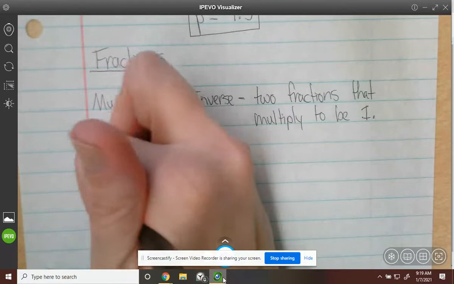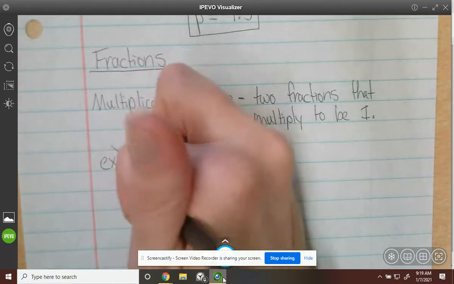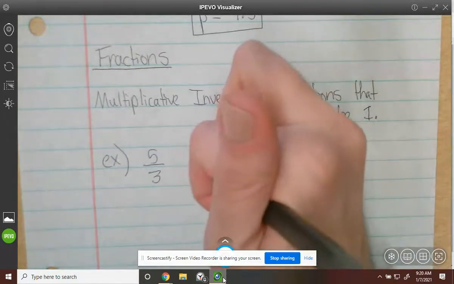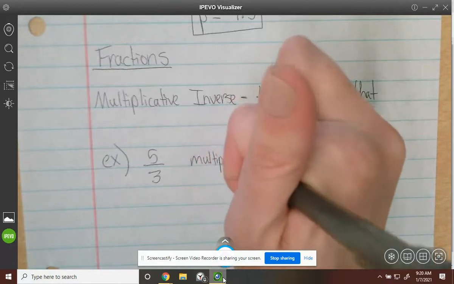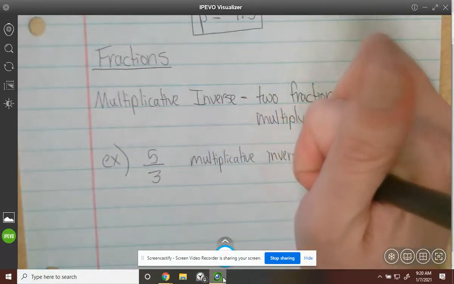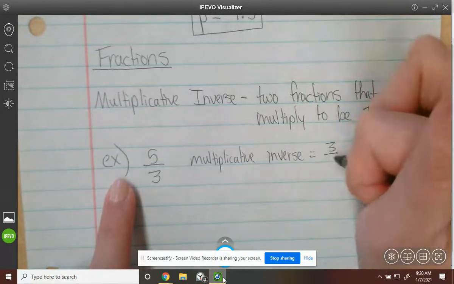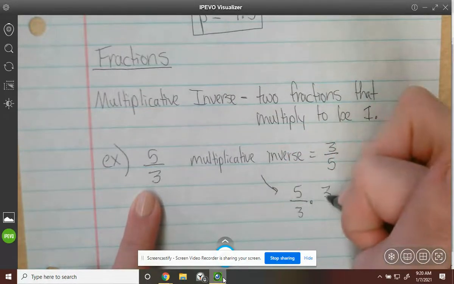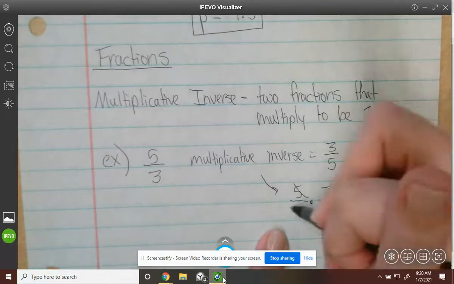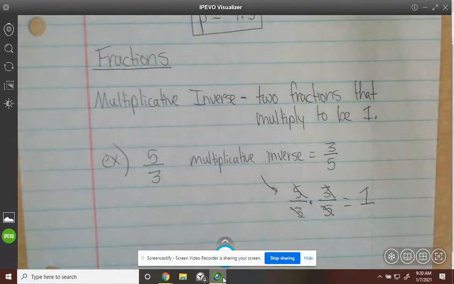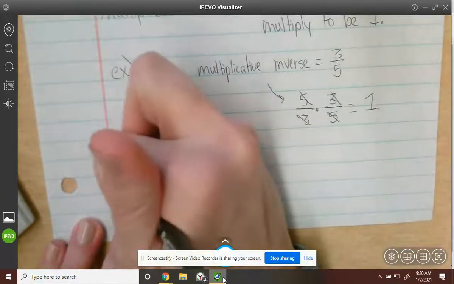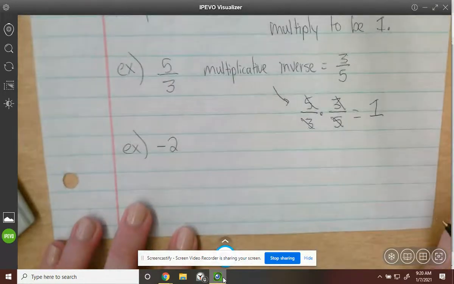Okay, so let's say we have 5/3. My multiplicative inverse would be 3/5 because 5/3 times 3/5, everything cancels out and I get 1, which we know in solving equations, it's super important for everything to cancel out. All right, so let's see if you guys can find the multiplicative inverse for negative 2.